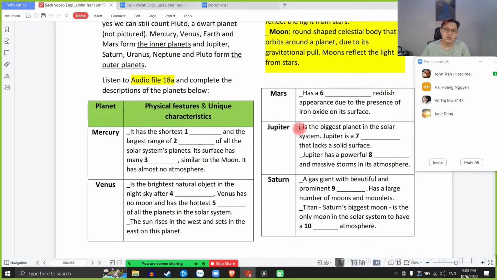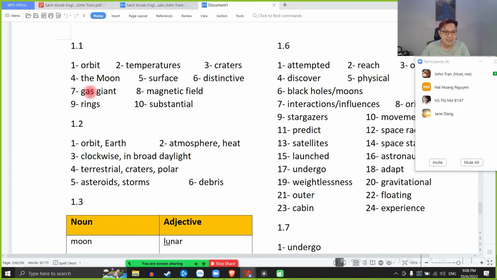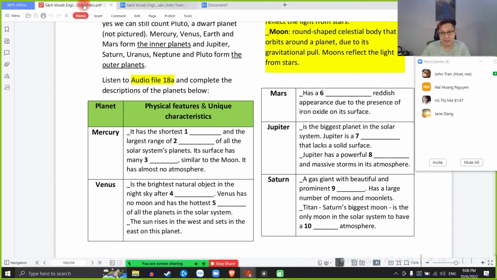Jupiter is the biggest planet in the solar system, hành tinh bự nhất, to nhất trong hệ mặt trời. Jupiter is a gas giant. Nó là một tên khổng lồ bằng khí, tức là hành tinh khí khổng lồ. That lacks a solid surface, mà nó thiếu một cái bề mặt rắn, tức là chỉ là khí là chính. So it's only gas.